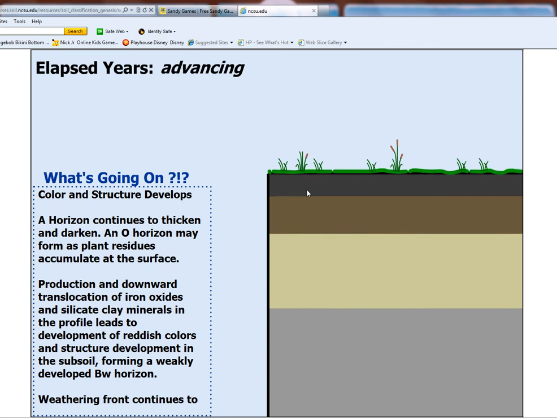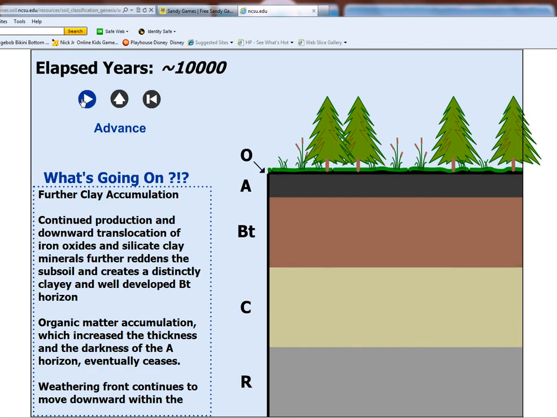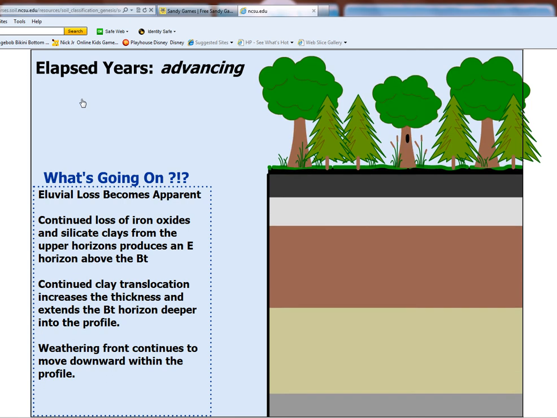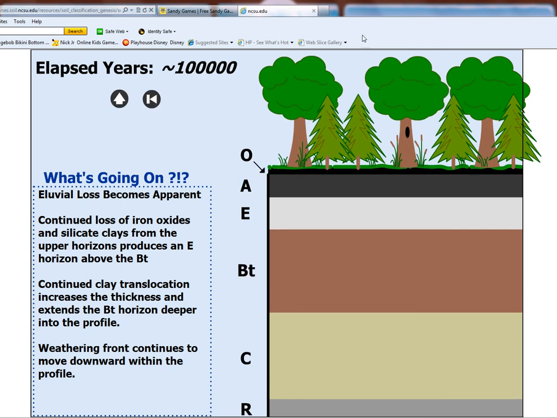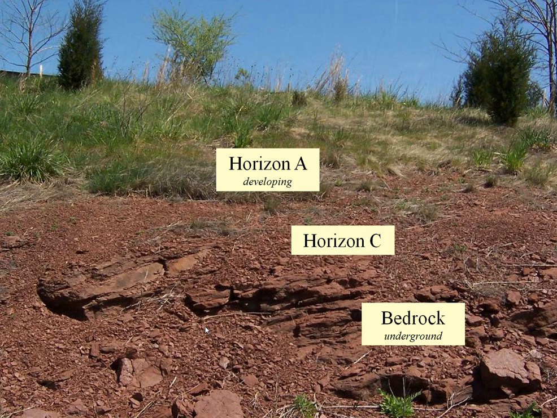More and more time, the soil, as you notice, is getting deeper, and the surface is starting to break down a little bit more, get more A and O horizon and a bit of B, until further in time we get a fully developed topsoil. This is the Loudon soil I was telling you about. We've got an A horizon developing at the top, a very chunky C horizon, and beneath that is the bedrock underground. This is from a rock cutting near Dulles Toll Road.